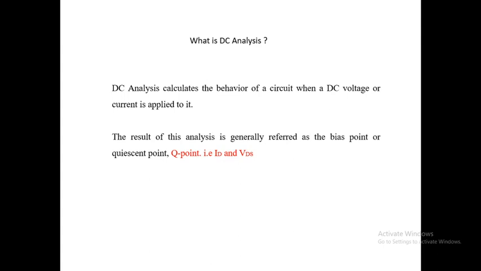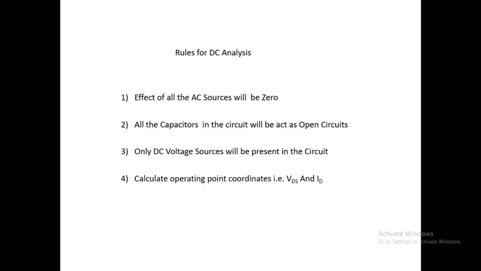What is DC analysis? DC analysis calculates the behavior of a circuit when DC voltage or current is applied to it. The result of this analysis is referred to as the bias point or quiescent point, which is also called the operating point, and its coordinates are ID and VDS. DC analysis in short means we have to calculate the value of ID and the value of VDS.